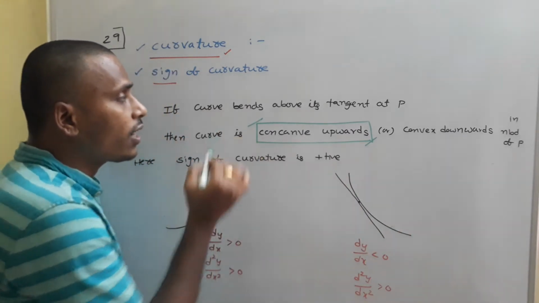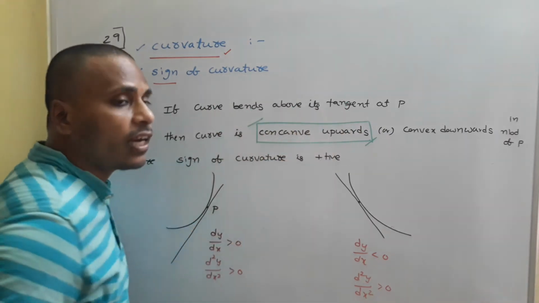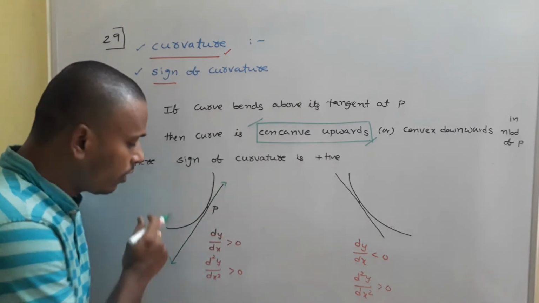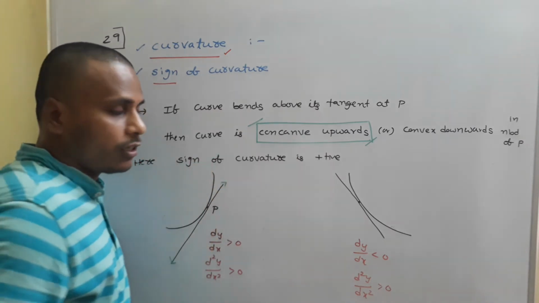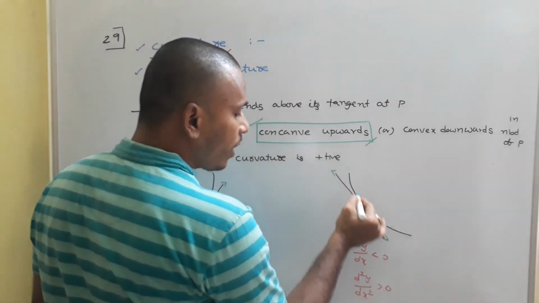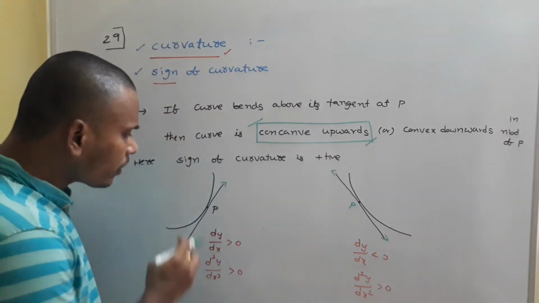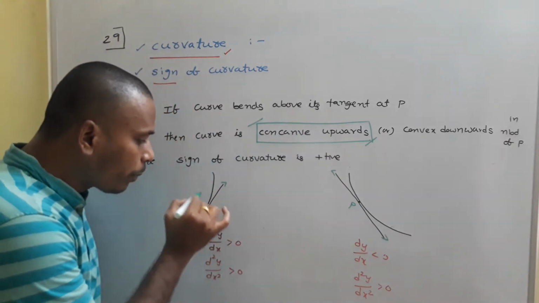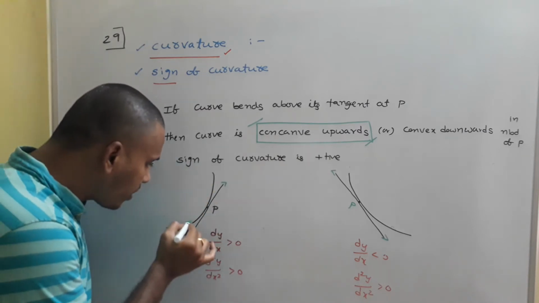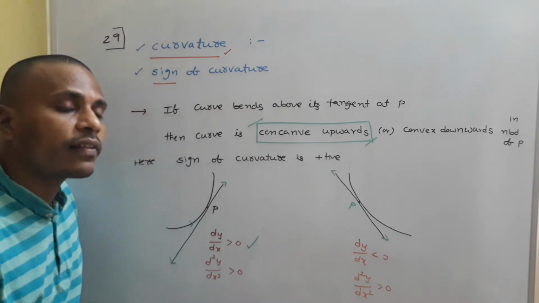So when we say the curve is concave upwards, the curve bends above its tangent at p. At a particular point P, if this is the tangent for the curve, the curve is bending above its tangent. Okay, right. So, at this particular point P, for this curve if you calculate, since the curve is increasing, dy by dx is greater than 0.